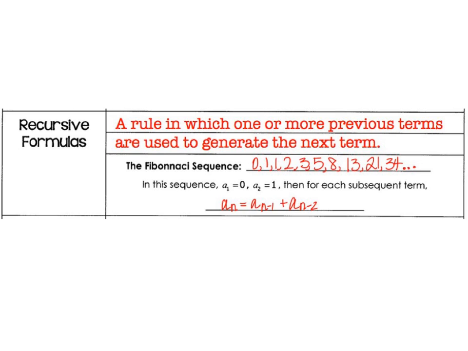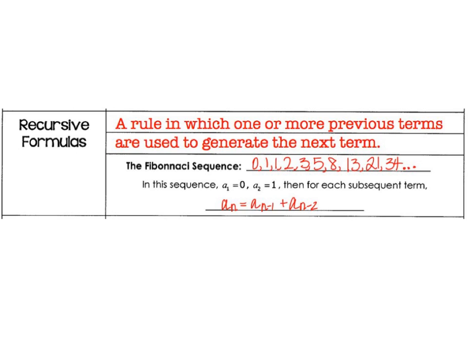All right, another definition that we're going to learn today is recursive formula. A recursive formula is a rule in which one or more previous terms are used to generate the next term. So in recursive formulas, we use the previous terms to help us get the next term. That's all a recursive formula is.